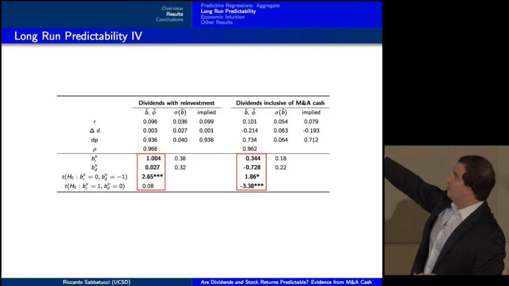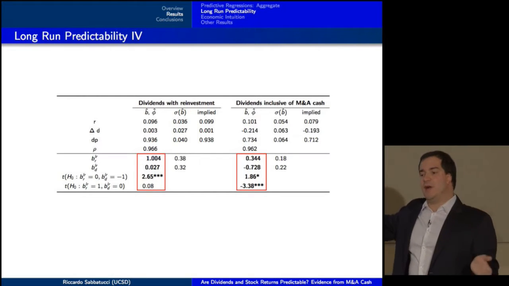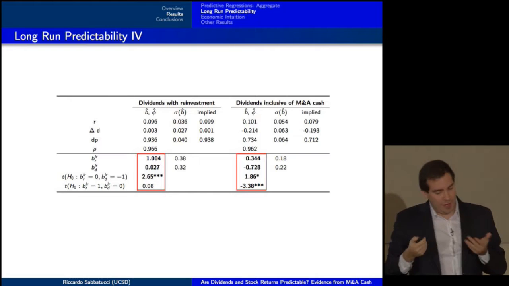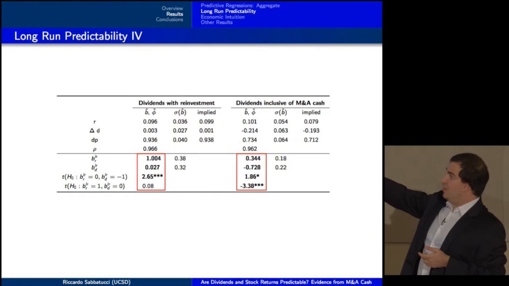The second part of the table is basically the same analysis by just including cash dividends coming from M&A. What we see here is a different story.